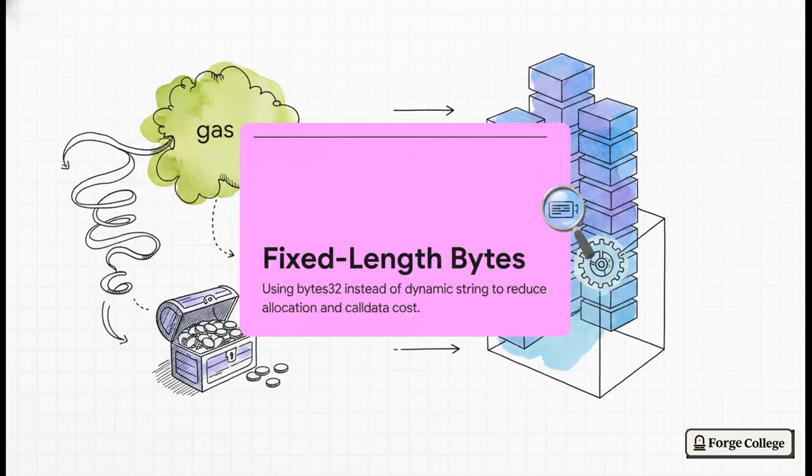Moving right along, our third storage optimization tool is transitioning from dynamic strings to fixed-length bytes. See, whenever you use a standard string in Solidity, the EVM has to dynamically allocate memory and figure out its exact size on the fly.